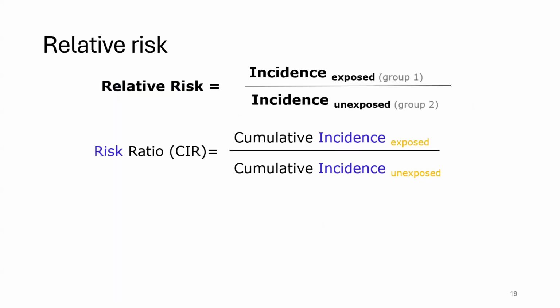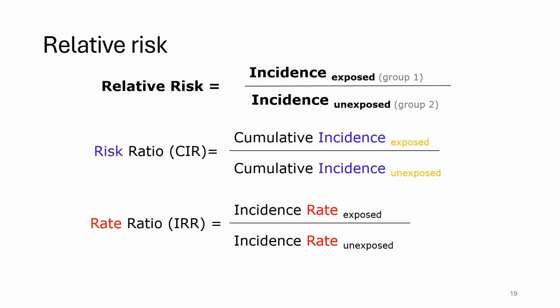So because relative risk is a catch-all group that encapsulates risk ratios and rate ratios, there's a key difference in how these are quantified. So in your risk ratio, we're looking at cumulative incidence. So the ratio of cumulative incidence in the exposed versus cumulative incidence in the unexposed. When we're looking at a rate ratio, we're comparing the incidence rate in the exposed to the incidence rate in the unexposed. So let's look at a couple examples.